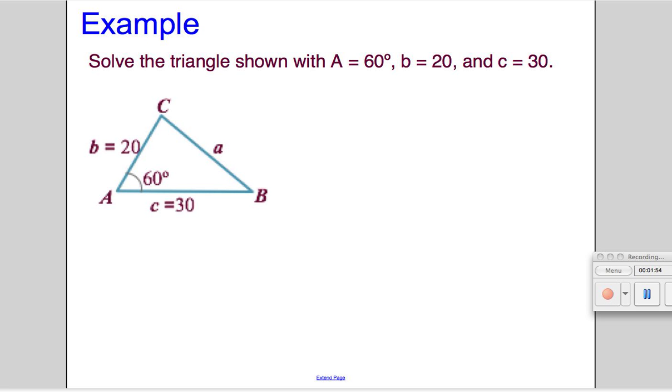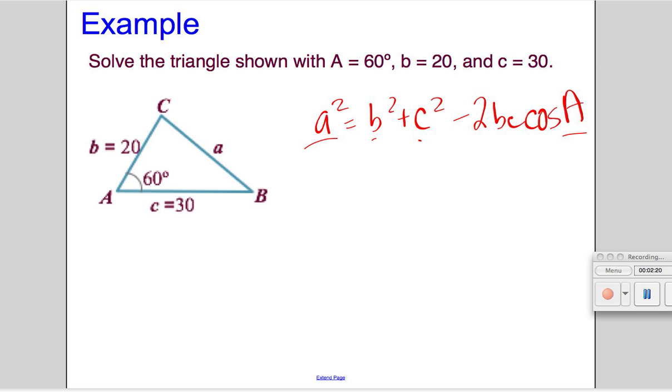It's not impossible. We're solving the triangle shown with angle A equal to 60 degrees, side b equal to 20, and side c equal to 30. So how do I get this formula memorized? I remember that it's a squared equals b squared plus c squared, and then you have to adjust for the fact that this is not a right triangle. So minus 2bc, reusing these two sides, and then, of course, the law of cosines, so cosine of angle A, because these two always have to match up. Here angle A is 60 degrees, so cosine of 60.